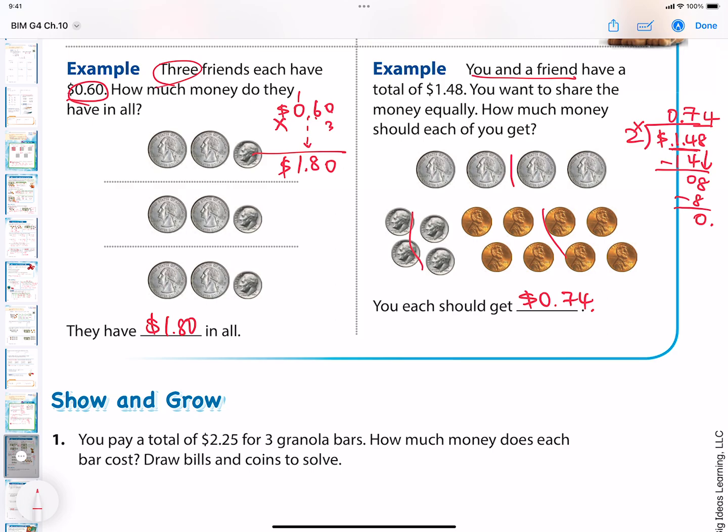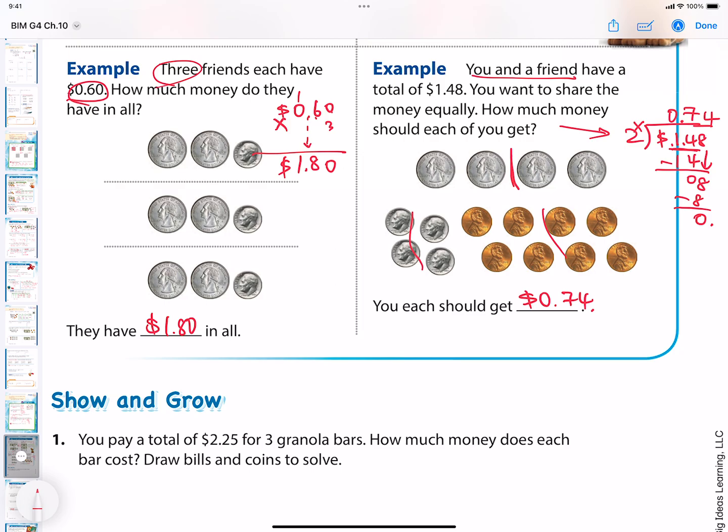It's easier that you already have it here in money models, but not every time this will be given, okay? So it's better for you to practice. What do I mean? This division, okay?